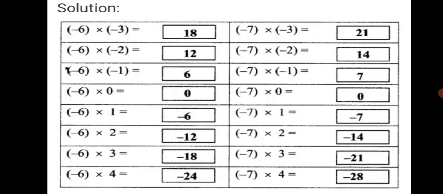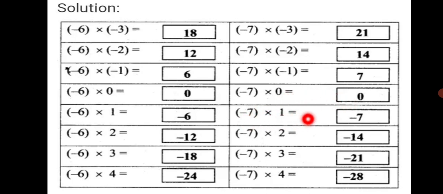Similarly, we have the table of minus 7 here. Let's check the answers. Minus 7 into minus 3. 7 3s are 21. Both have same signs, minus minus, so answer is plus. Minus 7 into minus 2, plus 14. Minus 7 into minus 1, plus 7. Minus 7 into 0 is 0.